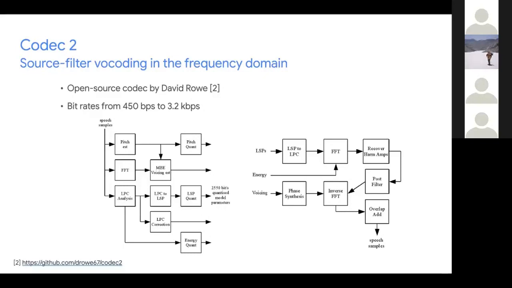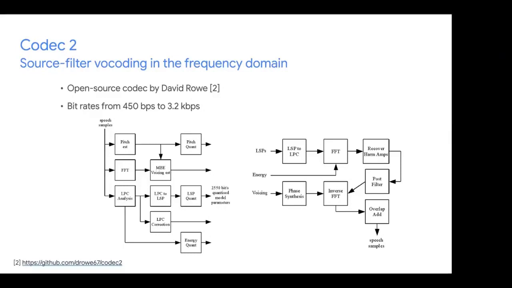But the interesting thing is, if you look at the synthesis part, you take the voicing to figure out an excitation, and then you go to the inverse FFT. Actually, I see now that this is a time domain one too, because you put the post filter in the FFT domain. Yeah, so you form the source filter in the frequency domain. You generate an excitation, and then you multiply it with the spectral envelope from the LPC resonances.